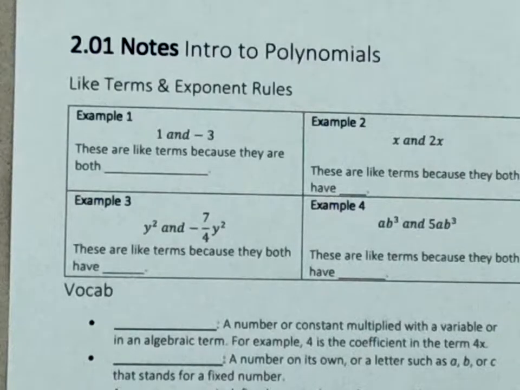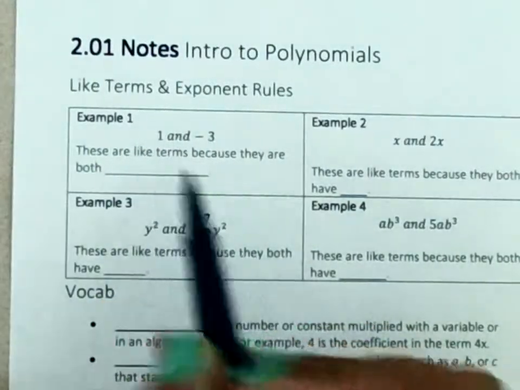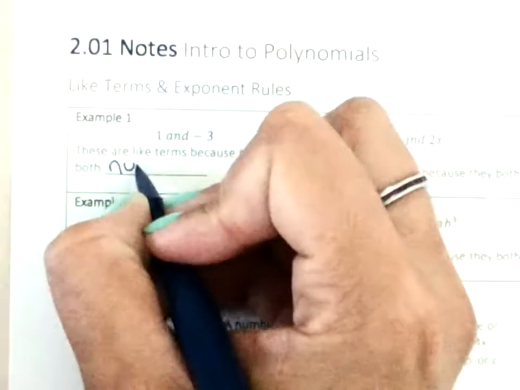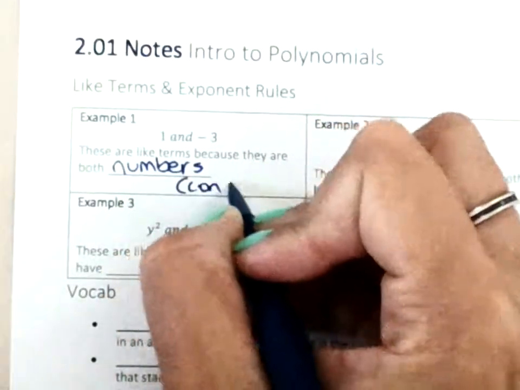In our new unit, we're going to be learning about polynomials, and today we're just going to get acquainted with a lot of vocabulary and what like terms are. So, in example 1, 1 and -3 are both like terms because they're both numbers. We'll also refer to them as constants.